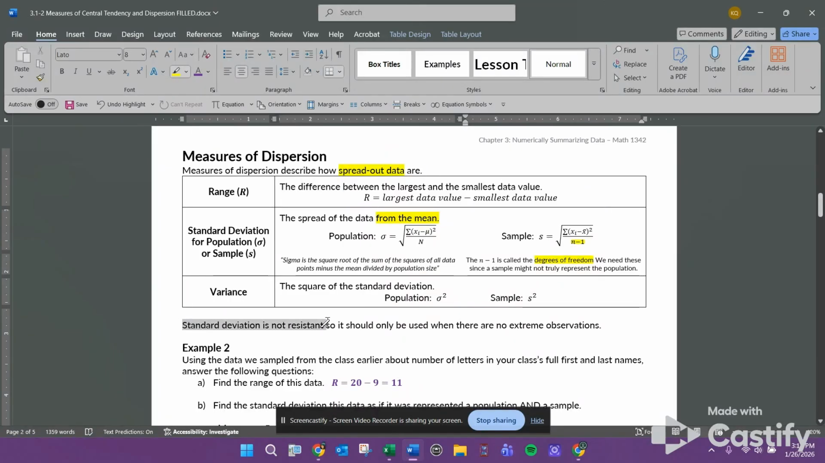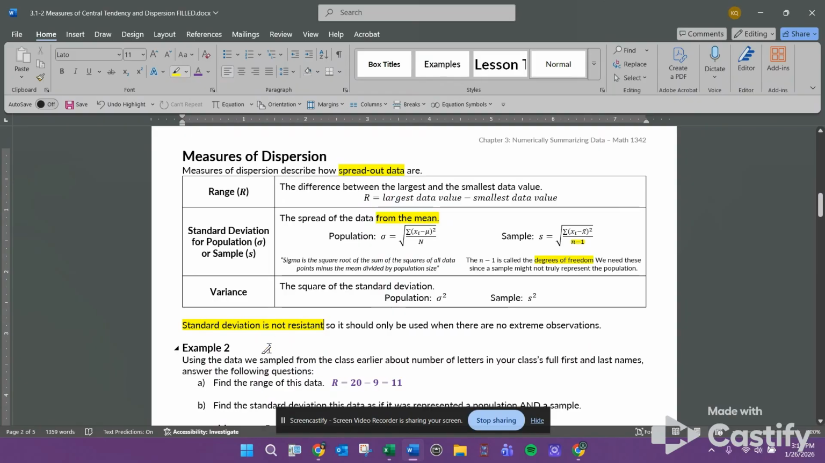Notice that standard deviation is not resistant. So if we have extreme values, which we do in our data, and we're just going to politely ignore that for today, it's not the best method of talking about the spread of the data because of these extreme observations. And standard deviation using the mean is not resistant. So standard deviation is not resistant.